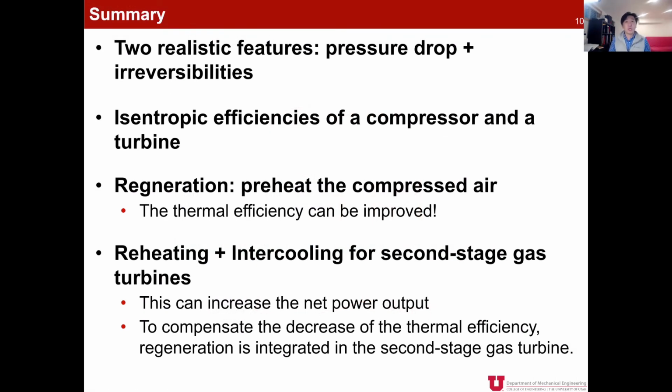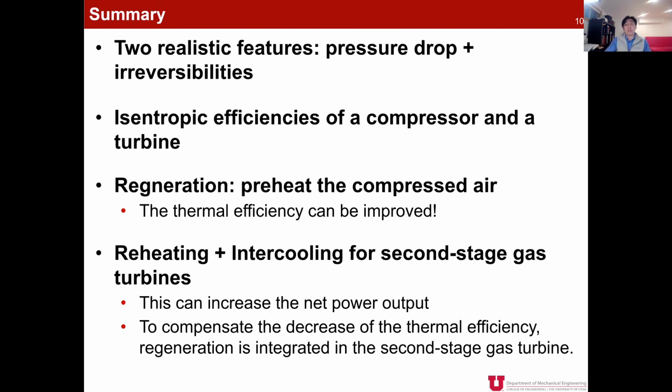In this lecture, we learned about two realistic features of a gas turbine. So based on the ideal Brayton cycle, we considered two realistic features. One is a pressure drop in a heat addition process or heat transfer processes, and another one is irreversibilities in compressor and turbines. Particularly, we have to take care of the irreversibilities in a compressor and turbine. So for this end, we use the isentropic efficiencies. The isentropic efficiency that we learned in lecture note 21 explains how realistic the operations of compressor and turbine should be considered.